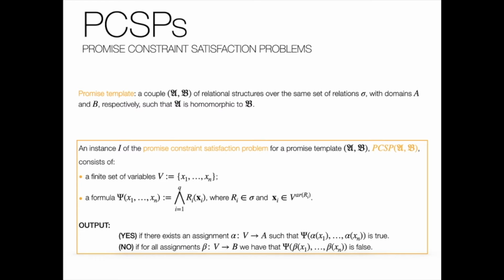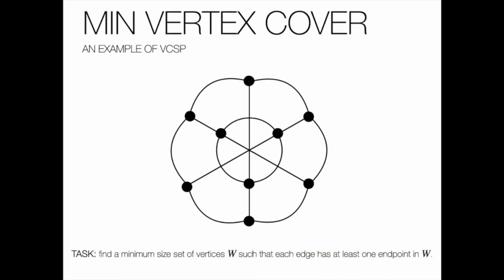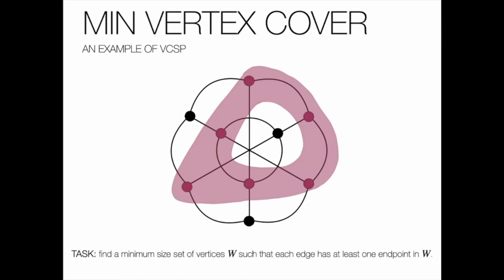But an algorithm solving PCSP(A, B) on instance I outputs yes if there exists an assignment α for the variables from V with values in A such that ψ is true in the relational structure A. And it outputs no if for all assignments β for the variables from V with values in B, we have that ψ is false in the relational structure B. Our third and last example is the minimum vertex cover problem, in which we are given a graph and the task is to find a minimum size set of vertices W such that each edge has at least one endpoint in W. This is an example of VCSP.